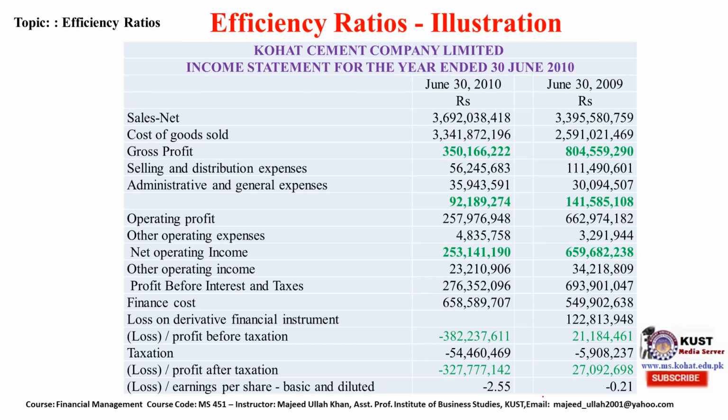This is the income statement. As I told you earlier, we will use net sales and cost of goods sold. These two items are used in these efficiency ratios.